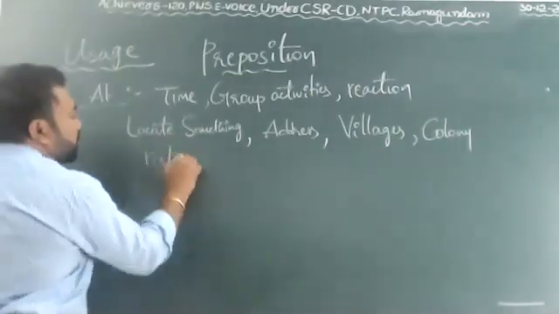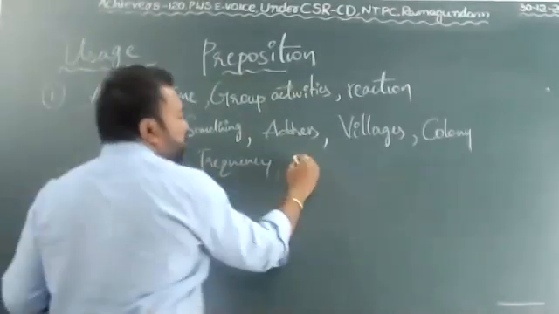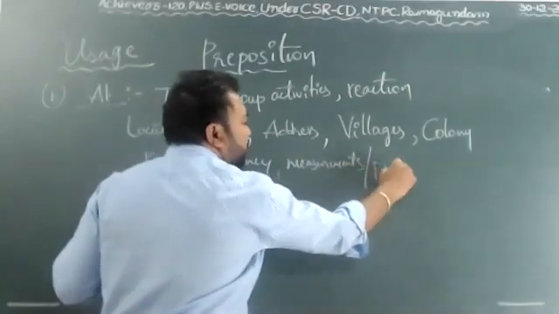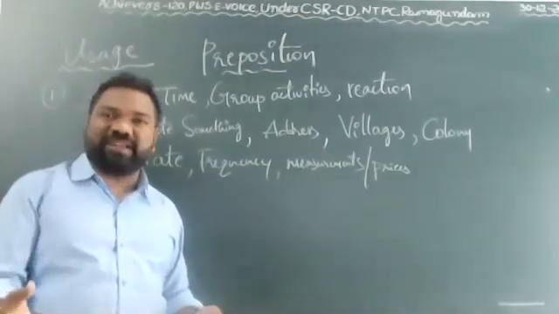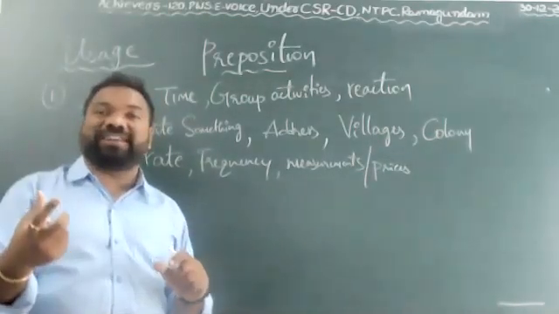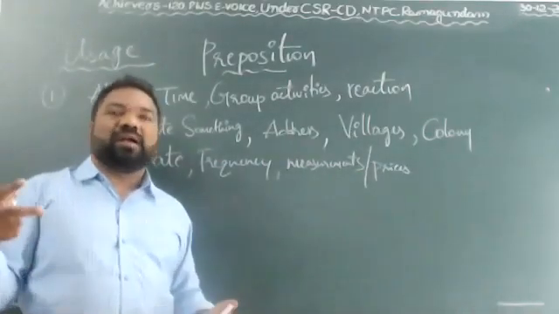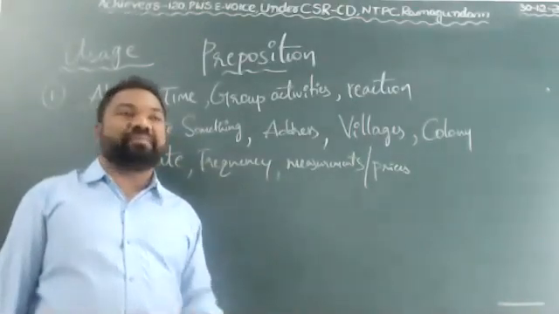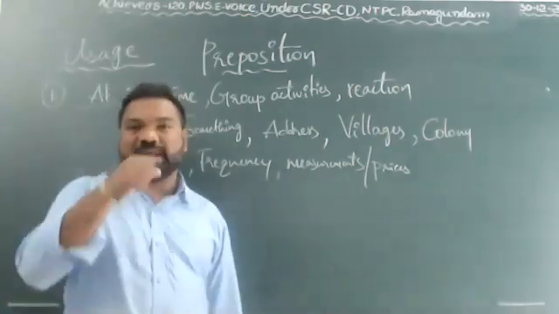Next. When we talk about frequency, rate, or measures, like prices, we use at. For example, at a slower rate, at a faster rate, at the rate of this much velocity we have worked. That tells us about frequency, how much intensity. Next, measurements. I bought bananas at 30 rupees a dozen. Prices or measurements, we use at.